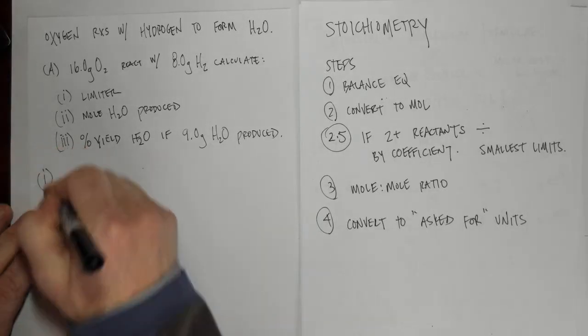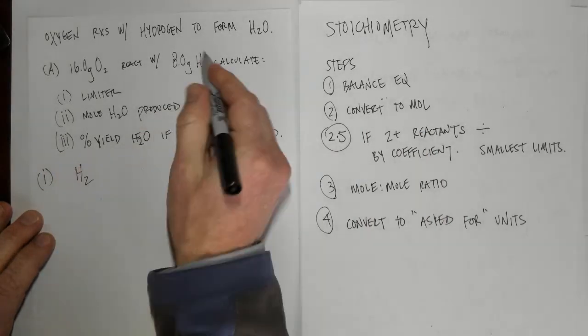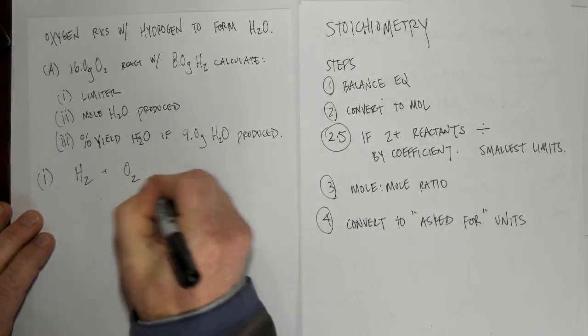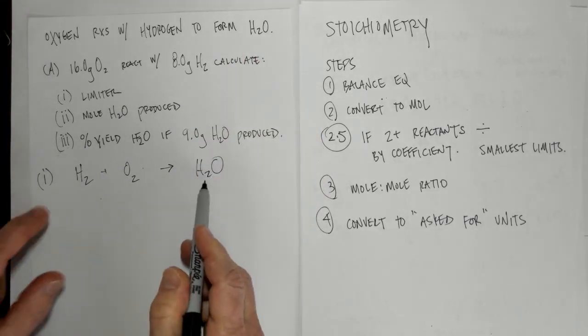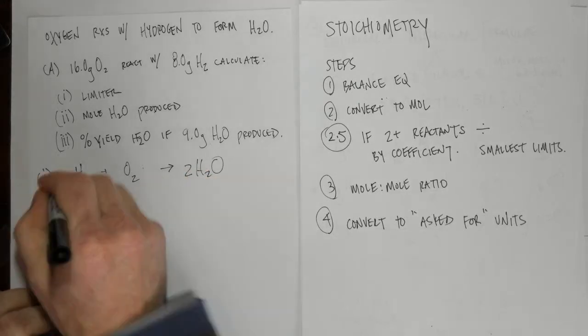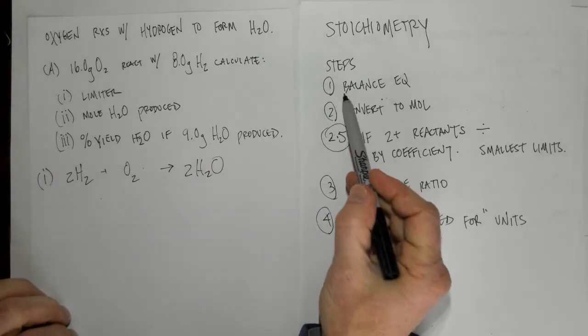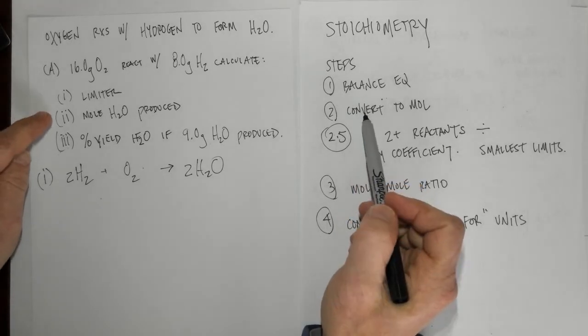So step number 1, write the balanced chemical equation. So we know that it's H2, and we know that it's O2, and we know that it's going to produce some H2O, but that's not balanced. 2 and 2, 1 and 2. Uh-oh. I need a 2 here, which means I've got to have a 2 here. So that's step number 1 done, write the balanced chemical equation. Step number 2, convert to moles.